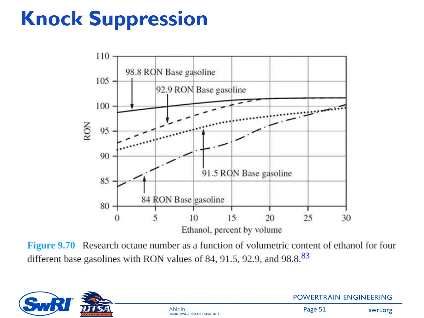How does this ethanol influence the gasoline octane number? This figure is showing the dependency of research octane number, RON, on the amount of ethanol in percent by volume. We have different gasoline fuels here with different octane numbers. So we have 98, 92.9 RON based gasoline, and then 91.5, and then 84 RON based gasoline. As you can see on this figure, ethanol increases the RON of the gasoline. So gasoline with a lower RON gets more benefit in RON increase due to this ethanol.